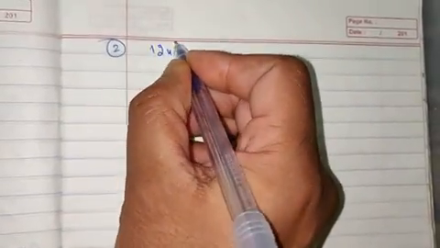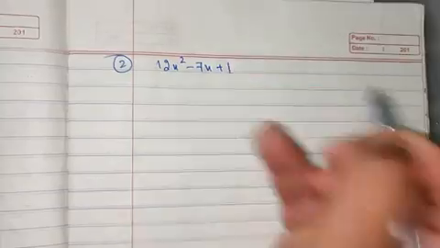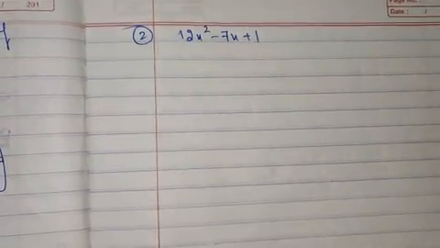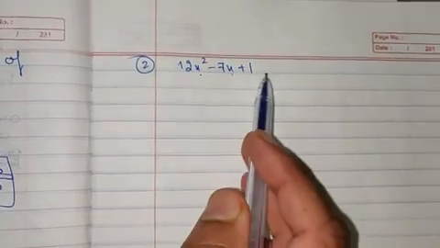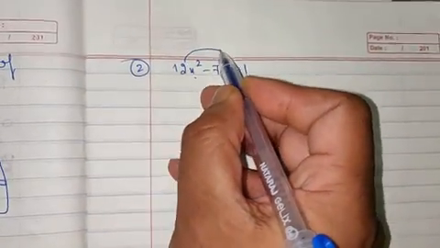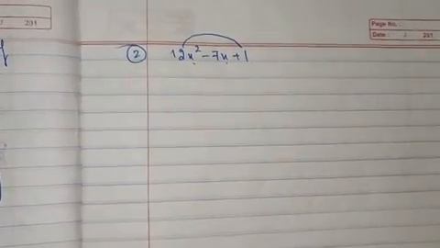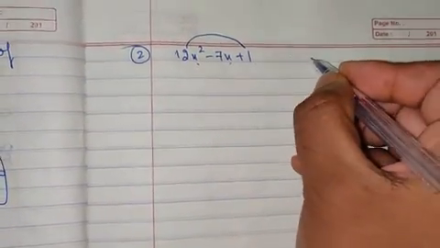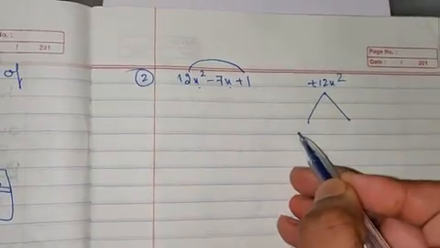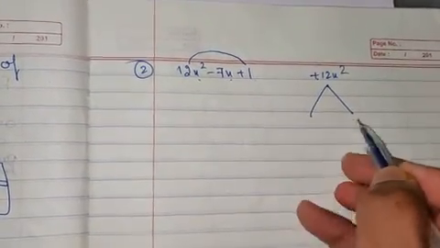Let us factorize by splitting the middle term with another example. 12x square minus 7x plus 1. Factorize. Let us see whether it is written in the standard form: x square, x to the power 1, x to the power 0. Yes, it is in the standard form. Next step, you have to multiply the first and last term. 12x square into 1 gives plus 12x square. As it is plus, I told you both should be of the same sign.